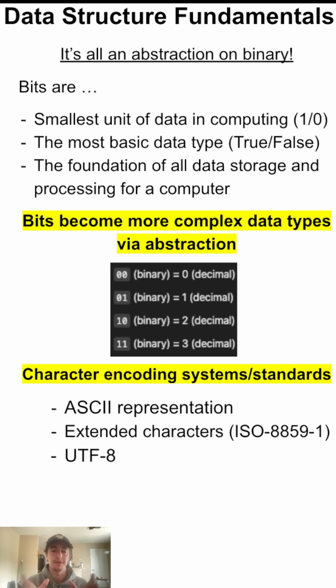So if we have more bits available, we're going to be able to have a much wider range, and we're going to have a much more abstracted and complex data type. And these representations, like ASCII, UTF, etc., what they're doing is they're actually performing that conversion and also setting the rules for how long these data types can be in terms of memory.